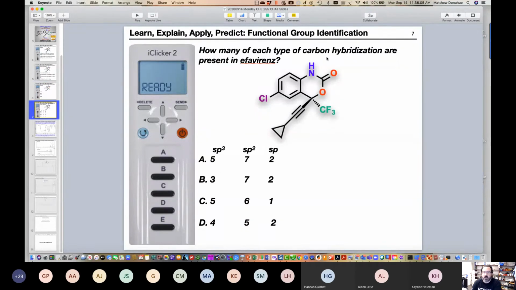How many of each type of carbon hybridization are present in efavirenz? So you're counting sp3, sp2, and sp. Again, you're counting the total type of each. So you're not really looking for symmetry so much at this point. You're just counting the total of each hybridization.